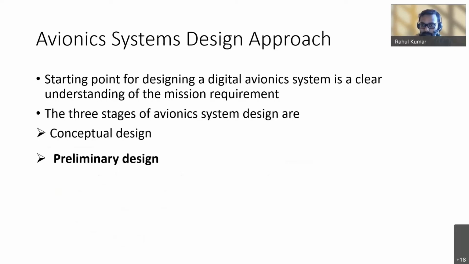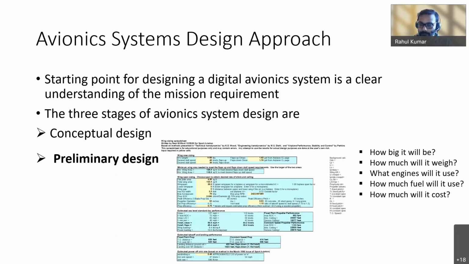The next stage of designing an avionics system is your preliminary design. In this stage, you have to consider all the details of the individual part, like how big it is going to be, what will be the weight, how much it is going to cost. All that analysis is done, and generally the end result is a spreadsheet. Generally this preliminary design analysis is done on a spreadsheet.